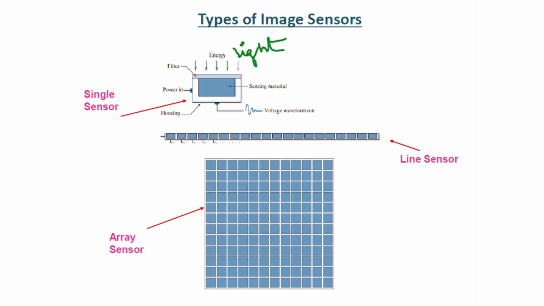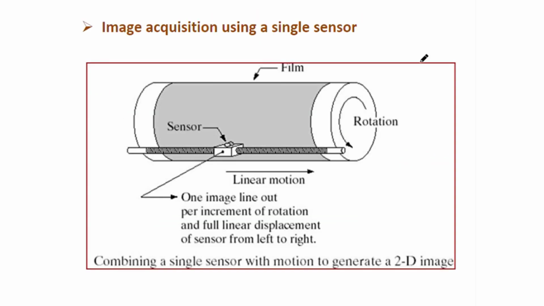Then the line sensor: all these single sensors are arranged in the form of a line. Then the array sensor: all these single sensors are arranged in the form of an array, a two-dimensional array. Now this is image acquisition using a single sensor.